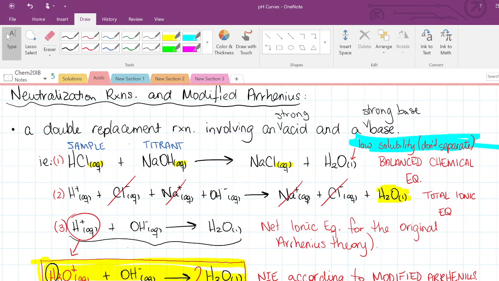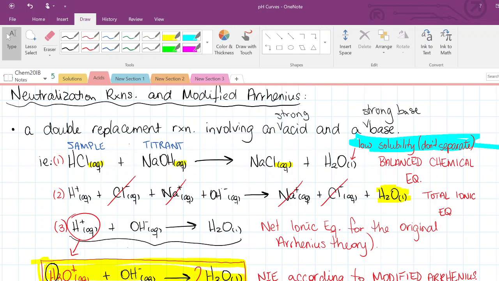At equivalence, we've added enough hydroxide ions to pair up with the hydrogen ions, which means that we've used all of the hydrogen ions that were in the sample, in the Erlenmeyer flask, and we've used up all of the hydroxide ions. And so now in that sample, all we have is water. If we add more titrant, there are no more hydrogen ions left because they were all paired up to produce water. So if we continue adding titrant, all we have is hydroxide at that point.